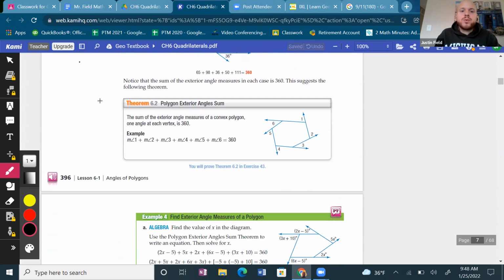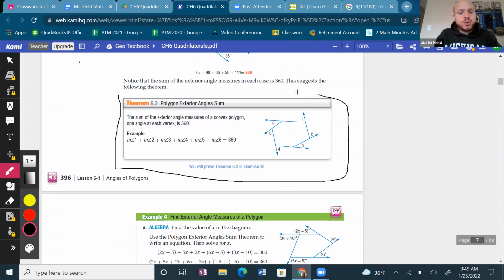So we not only have an interior sum, we also have an exterior sum, and you will prove that in exercise 43 and probably on the quiz as well. The sum of the exterior angle measures is always 360. Isn't that amazing? As the interior angles get bigger and their sum gets bigger, the exterior angles shrink. And so just to draw a little picture of what that looks like. So you're like, what? This is crazy that it would always be 360.